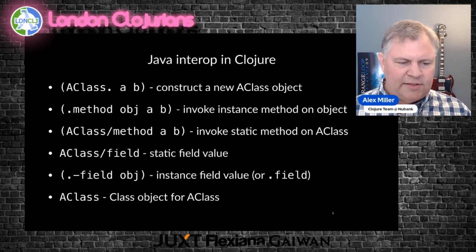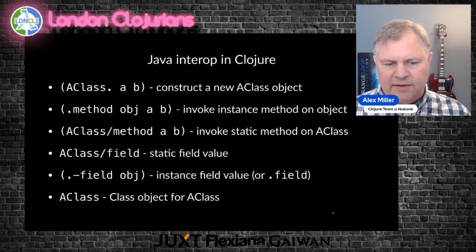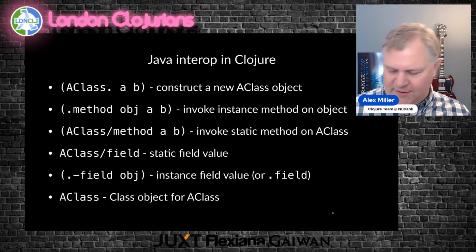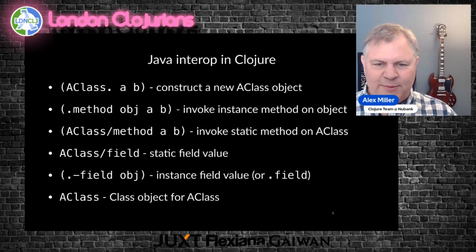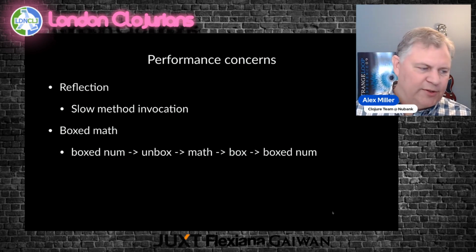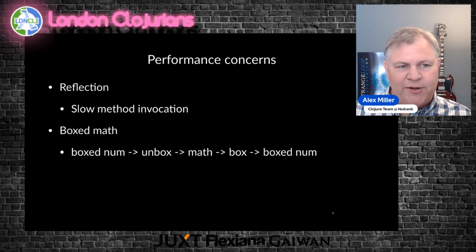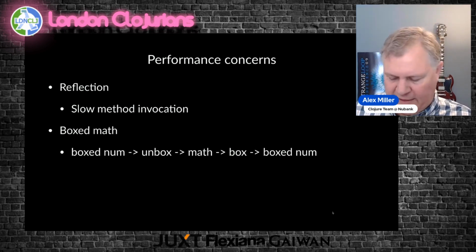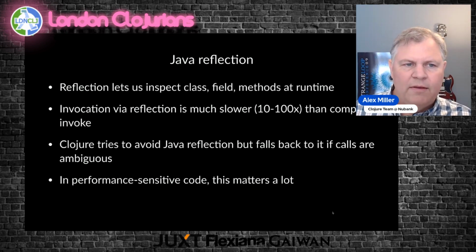And then a class, just with the class name, will give you back the class object that represents the class that you've named in the symbol. There are other things. This is an incomplete list, but that is the vast majority of the Java interop methods that you're going to use. So, performance concerns. There are really two performance concerns that map into the two big parts of this talk: reflection and box math. Reflection has to do with slow invocation. We'll talk about that more. Box math has to do with all this boxing and unboxing mess.